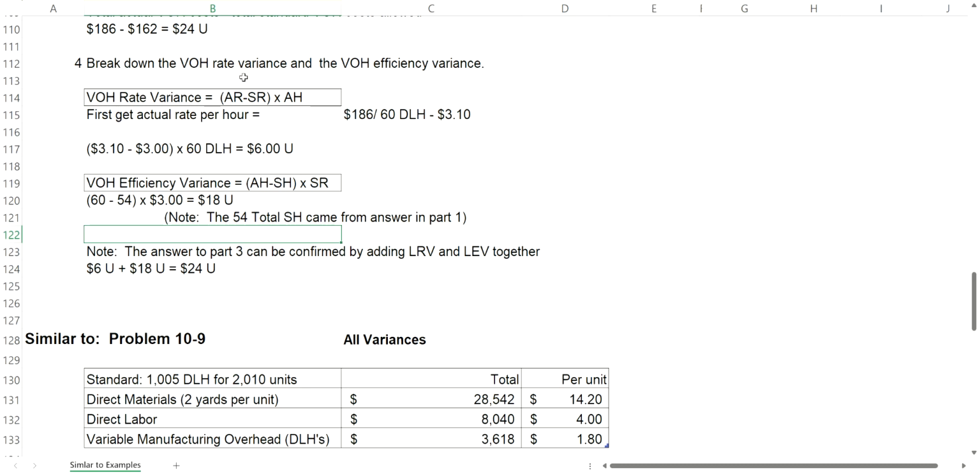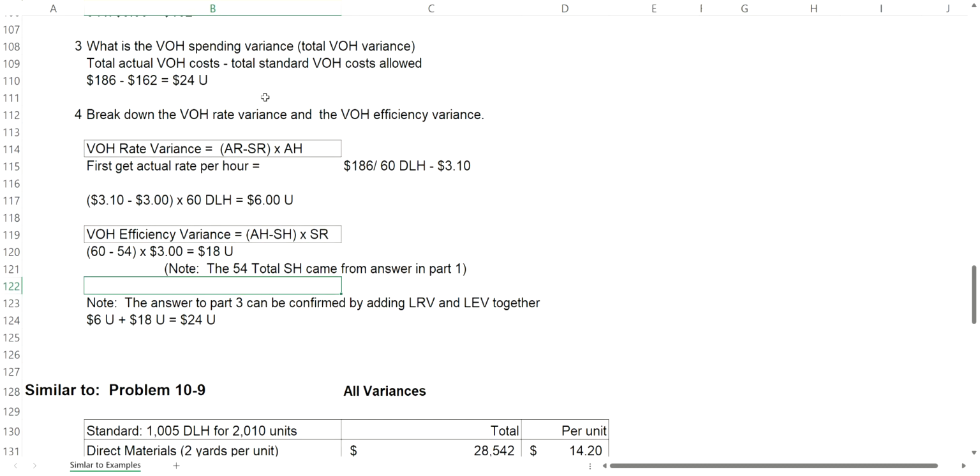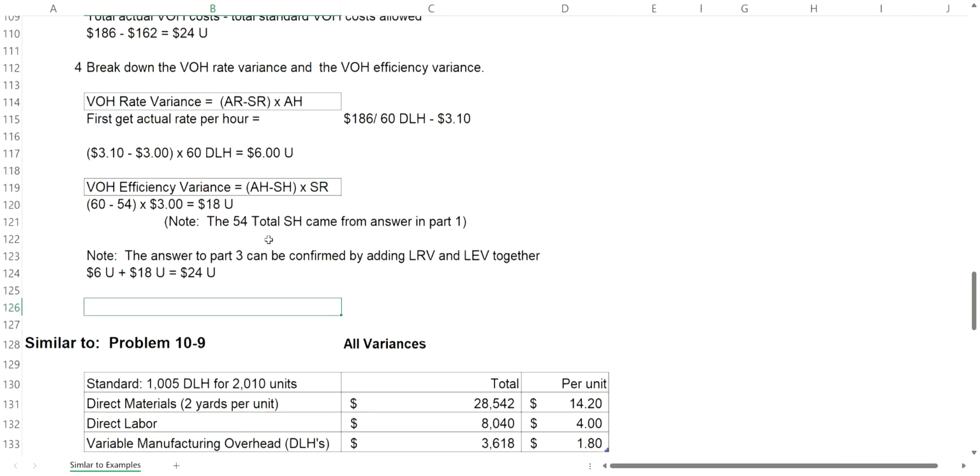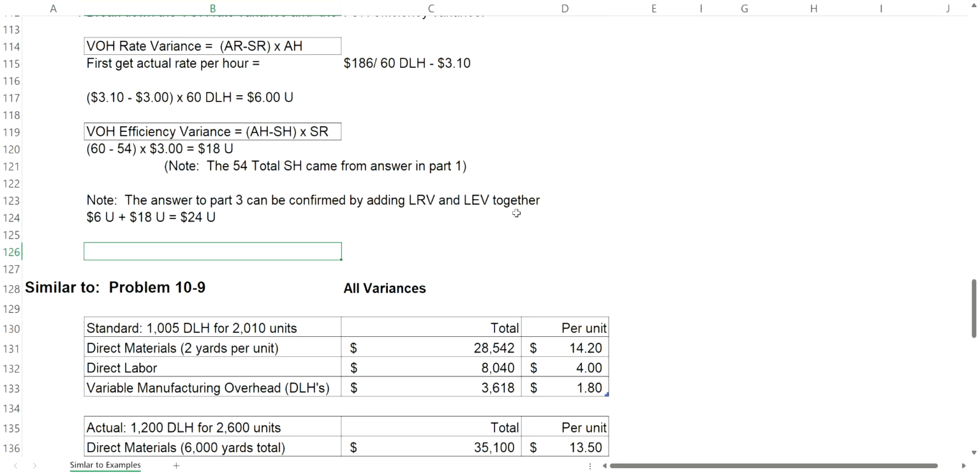Now, remember we got a total variance in part 3 of $24. So these are both positive. So when I add 6 plus 18, I did that down here, that also gives me the same answer I got in part 3, which is 24 unfavorable.